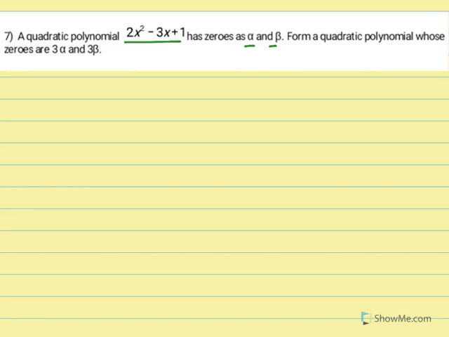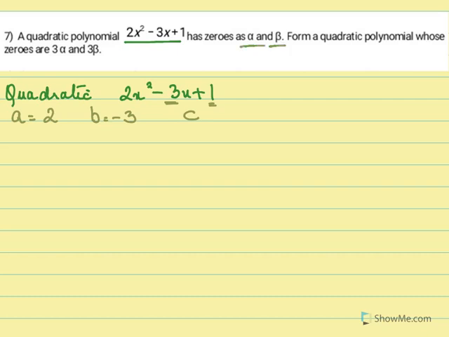So we have the quadratic polynomial, which is 2x square minus 3x plus 1. The coefficient of x square is 2, this is b, and this is c. Now they said alpha and beta are the zeros. So alpha plus beta we know is minus b by a. So alpha plus beta is minus of minus 3 by 2, because b is minus 3. So alpha plus beta is 3 by 2.